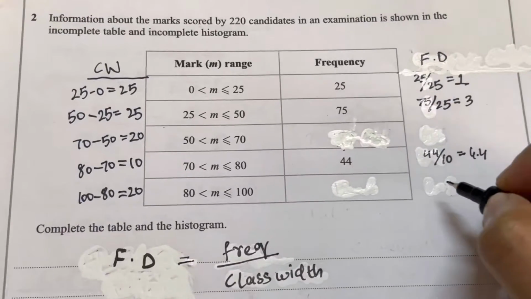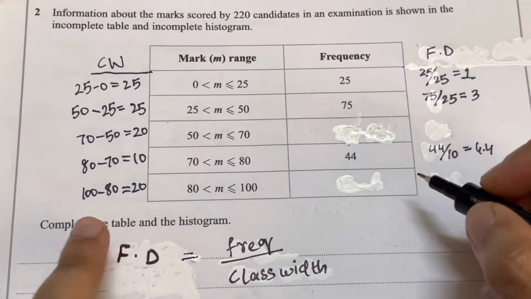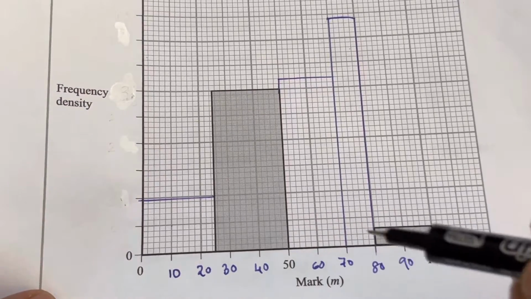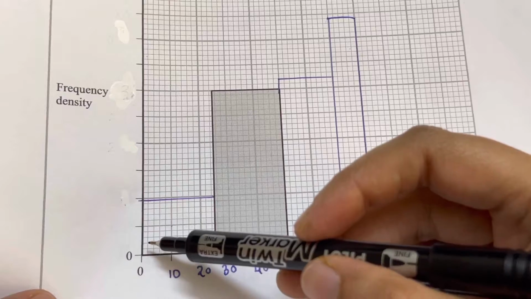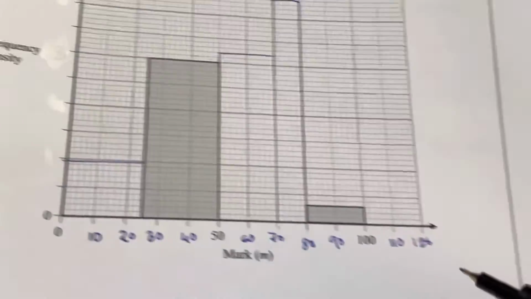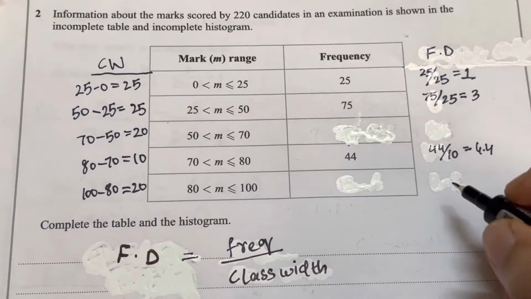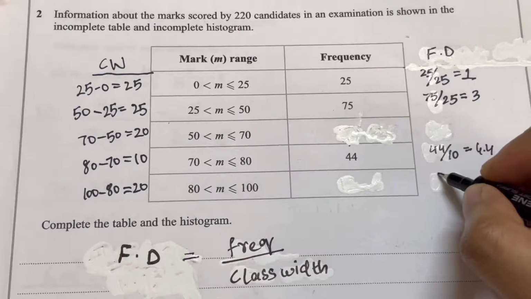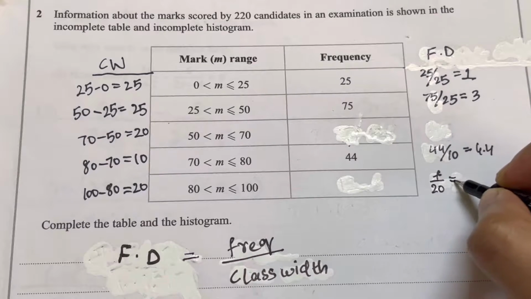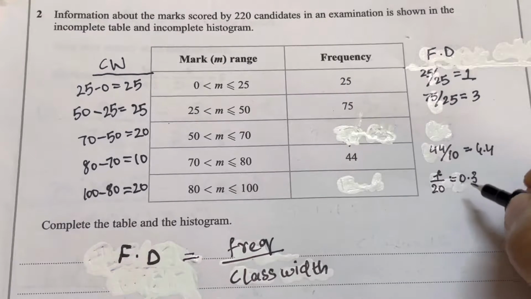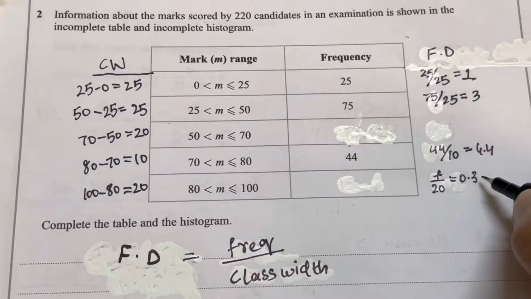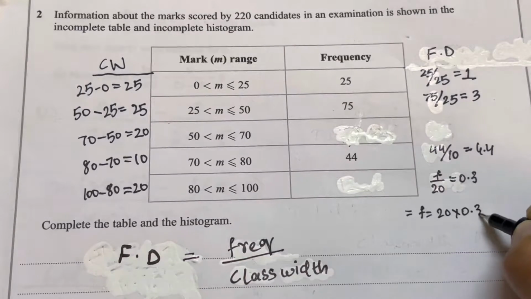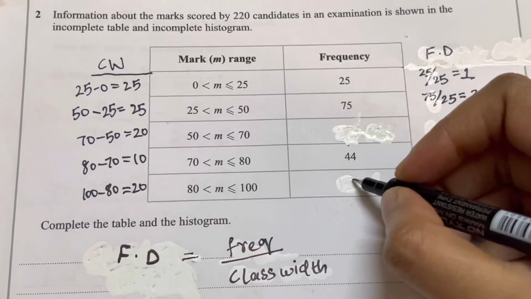So 100 minus 80, so you got 20, so you don't have the frequency. Let's see if we have it in the histogram. For 80 to 100, it's given 0.1, 0.2, 0.3, so we are just going to take that. So frequency density is frequency divided by class width. So frequency we don't know, the class width is 20, and the frequency density is given as 0.3. So I'll write down 0.3, and you can find out the frequency from that. That's 20 multiplied by 0.3, that's equal to 6. So we have got the frequency here.